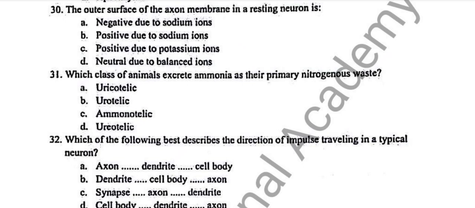Aminotelic animals, mostly aquatic, excrete ammonia directly because water is abundant. Uricotelic animals excrete uric acid. Urotelic animals excrete urea. And ureotelic animals do not excrete ammonia.